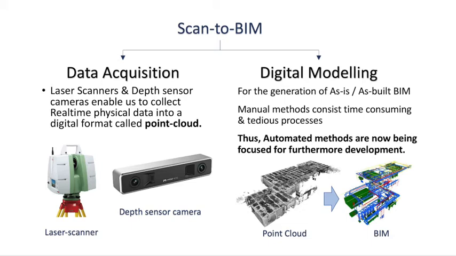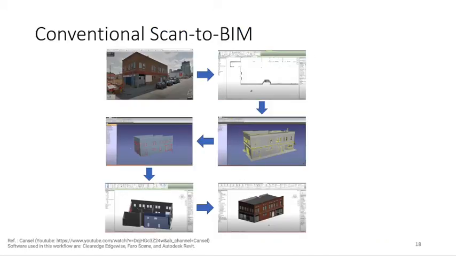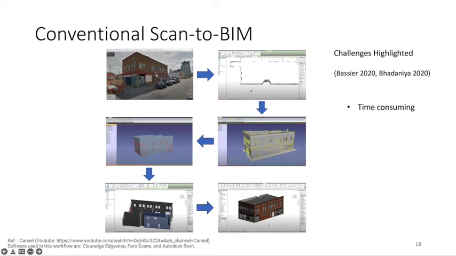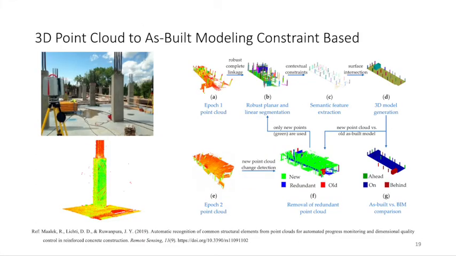The manual method is generally a time consuming and tedious process. Therefore, we need automation. So the conventional scan to BIM is where you have a point cloud and then you manually draw walls, beams, floors, etc. And then you get a final BIM output. This is very time consuming, less accurate, manually labor intensive, and requires tool sets and domain knowledge, and therefore cannot be used.